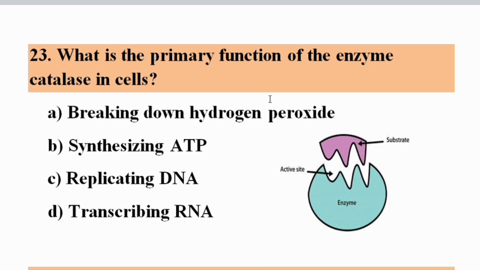What is the primary function of the enzyme catalase in cells? The right option is alpha, breaking down hydrogen peroxide.